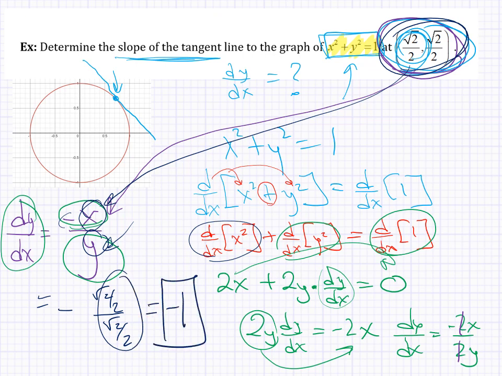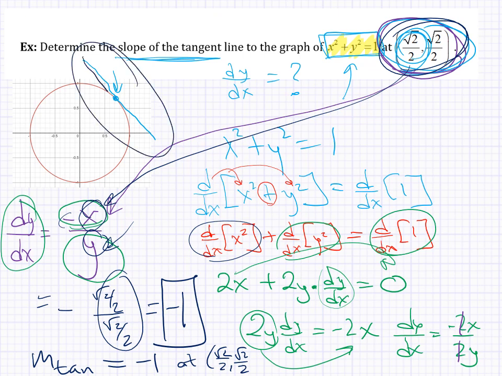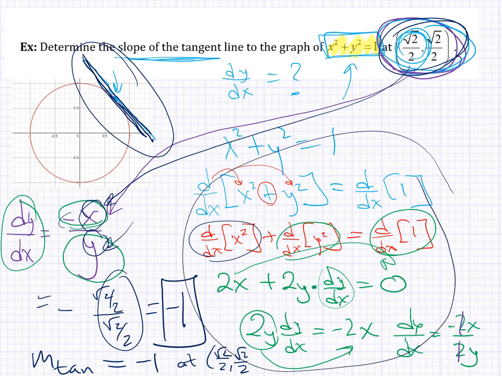So the slope of the tangent line is going to be negative 1 at this point, which would make sense if you look at this tangent line. It's going down from left to right, and that would have a slope of a negative value, in this case negative 1. But we got there through this implicit differentiation.